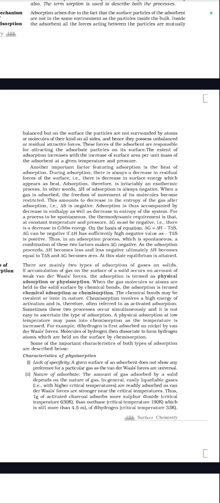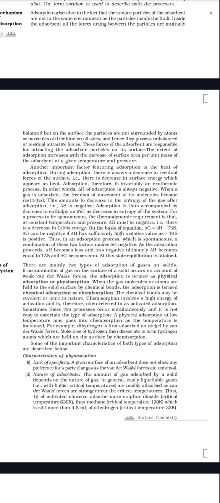Another important factor featuring adsorption is the heat of adsorption. During adsorption, there is always a decrease in residual force of the surface, that is, a decrease in surface energy, which appears as heat. Adsorption is invariably an exothermic process. In other words, delta H of adsorption is always negative.